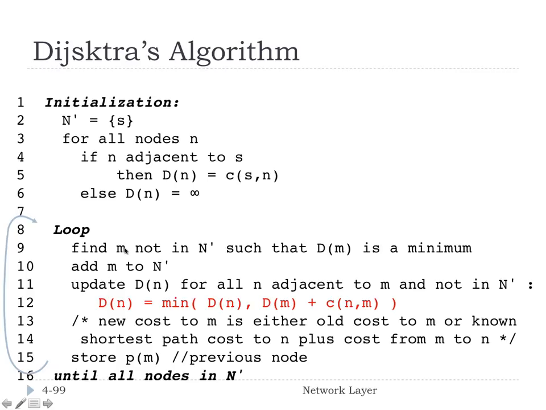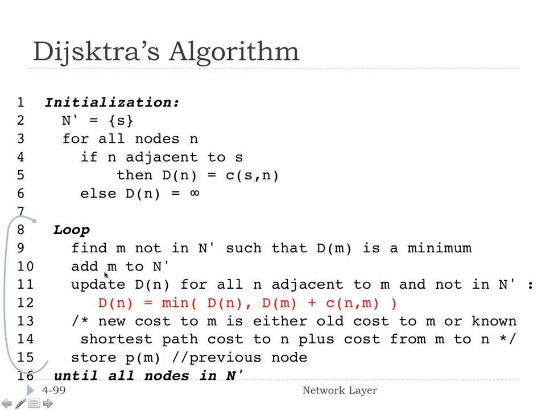Okay, let's get into the loop. Step one, we want to find and select some node M that is not in N prime. Initially, this would be all the nodes except the source, because only S is in N prime. So we're going to choose some M such that D of M is the smallest. Who's that going to be? That's going to be whichever of our one-hop neighbors has the smallest cost initially.